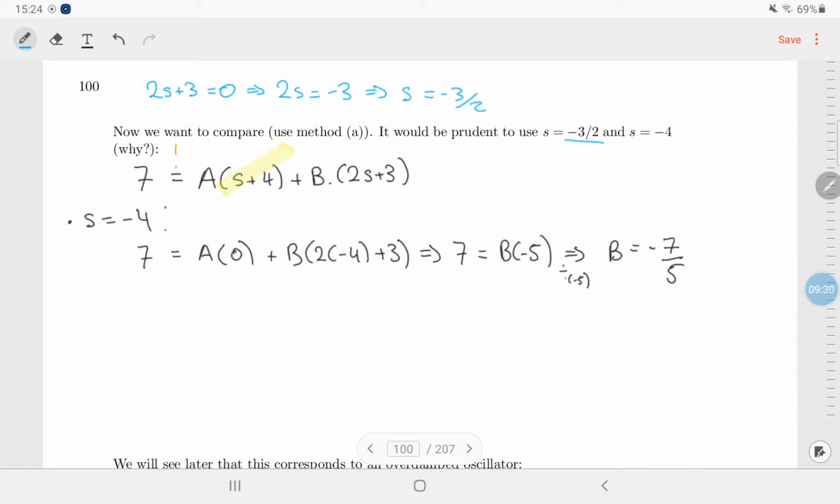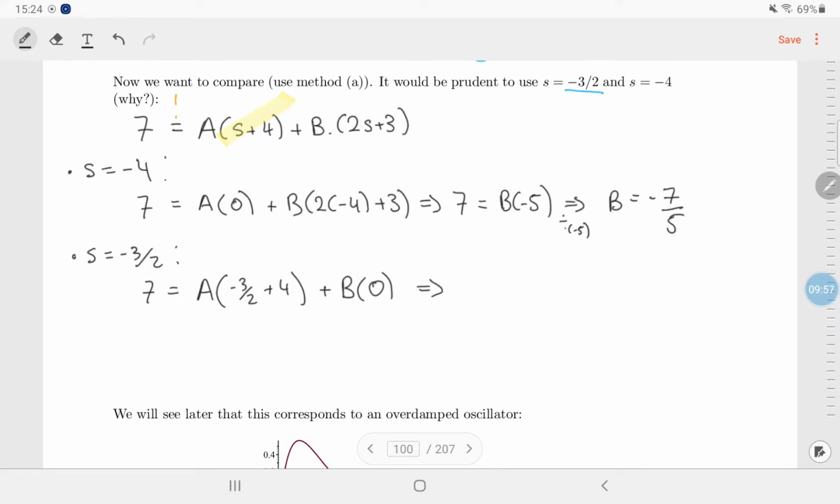So that's where this -3/2 is coming from. I now put in S equal to -3/2 into both sides, and I get 7 is equal to A. Now, I'm looking for A. -3/2 plus 4 plus B, and the point was we chose a value of S that made 2S plus 3 equal to 0, so this is equal to 0. So we end up with 4 minus 3 over 2, which I think is 5 over 2. So it's 7 is equal to 5 over 2 times A.